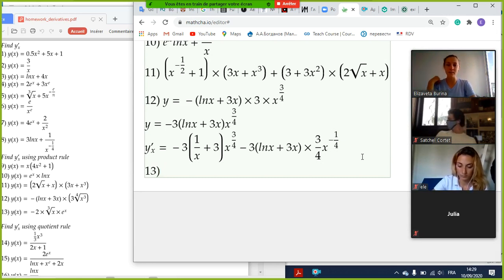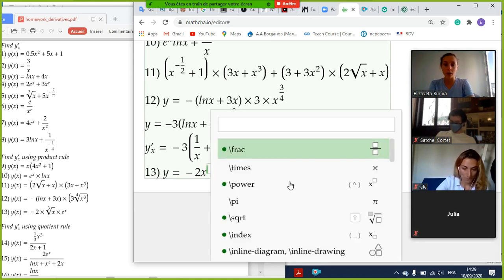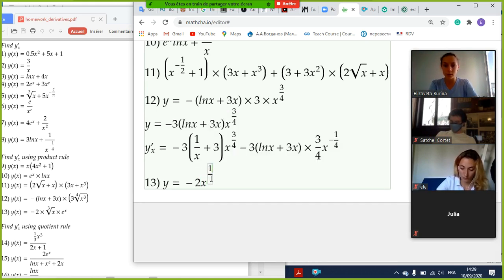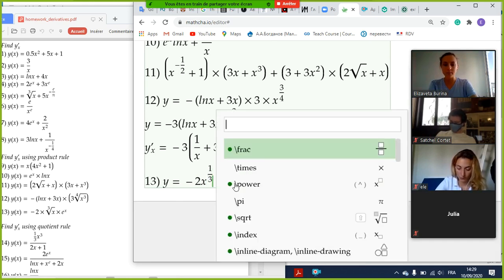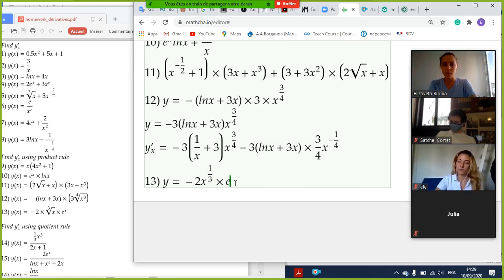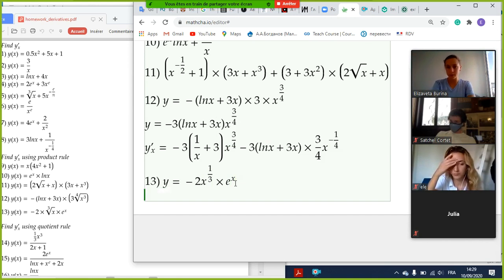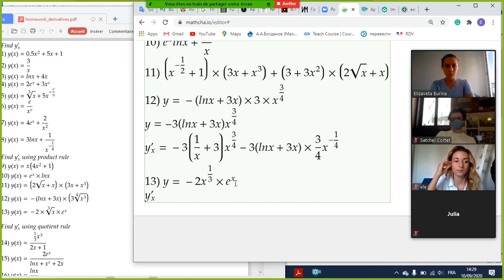Okay, again we have this minus 2 that we can stick to the first part. So let's rewrite it so it's easier to see. Minus 2x to the power of a fraction 1 over 3. That's what this cubic root means. Times e to the power of x. E to the power of x is the best thing that can happen to us.